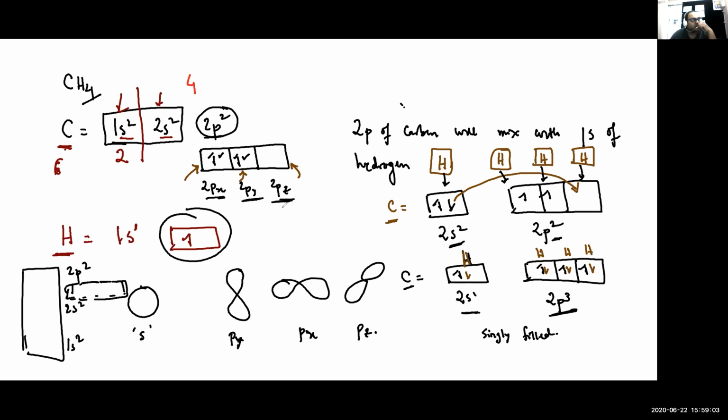Have they all formed bonds? Yes, sir. How many s was involved? 1. How many p? 3. So that's why this is known as sp3 hybridized, sp3 hybridization.